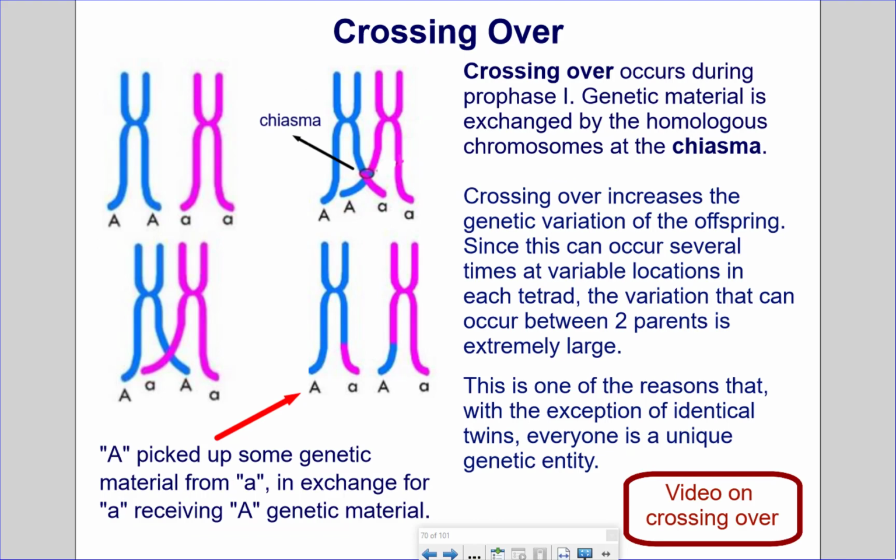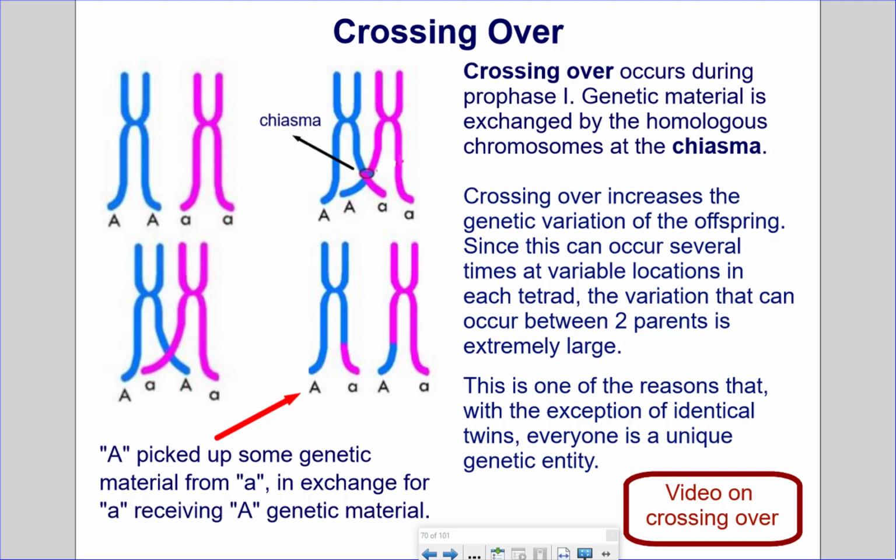Crossing over. Crossing over occurs during Prophase I. Genetic material is exchanged by the homologous chromosomes at the chiasma. Crossing over increases the genetic variation of the offspring. Since this can occur several times at variable locations in each tetrad, the variation that can occur between 2 parents is extremely large.